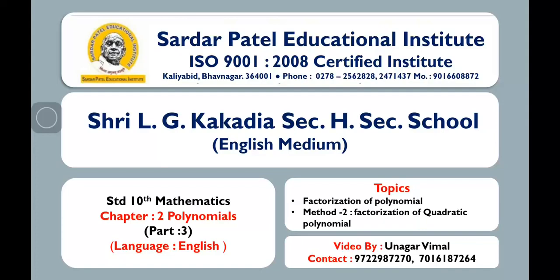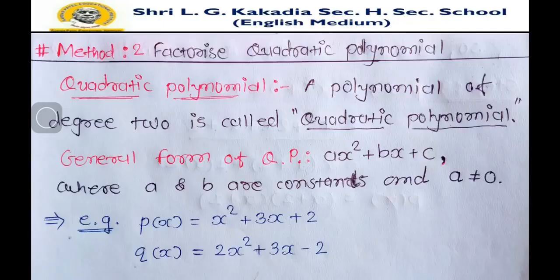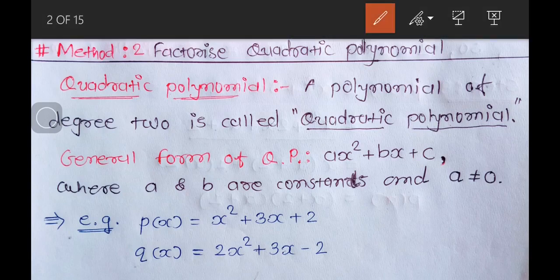In part number 2, we have studied method number 1, how can we extract common factors from a given polynomial. In this lecture, we are going to study factorization of quadratic polynomial. So here, our method number 2, factorize quadratic polynomial. First, we recall quadratic polynomial.